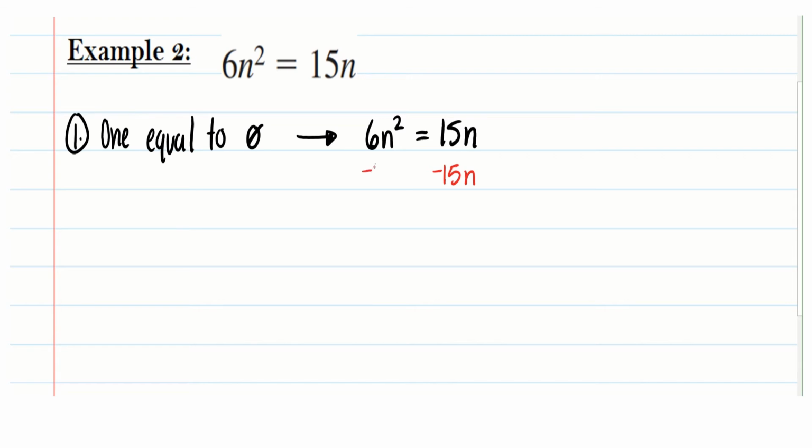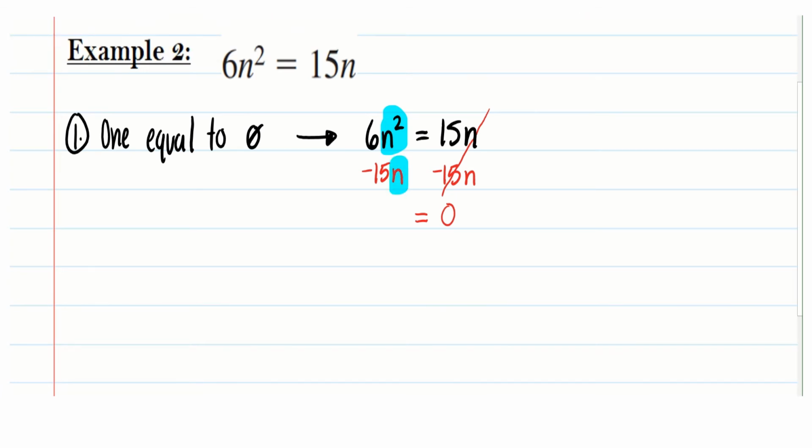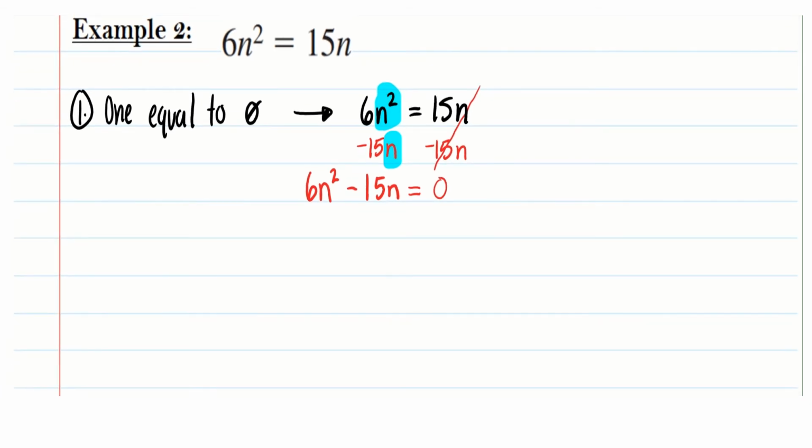So if I wanted to cancel 15n, I do the opposite, which is minus 15n. And I get 0 on one side, which is what we wanted. And on the left side, I can't combine the 6n to the second power and negative 15n because they don't have the same exponent. So we're just going to rewrite the equation with the 2 terms there because they're not like terms. So that's our first step, making one of the sides 0.